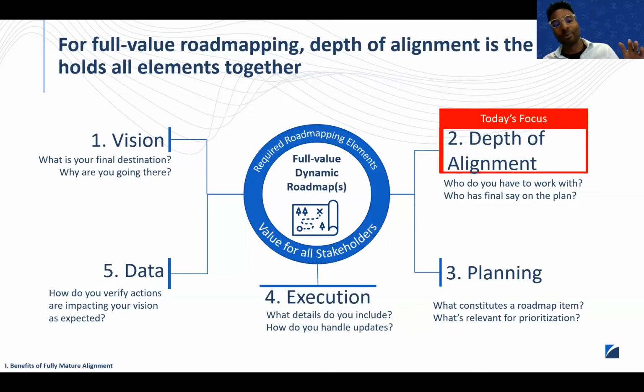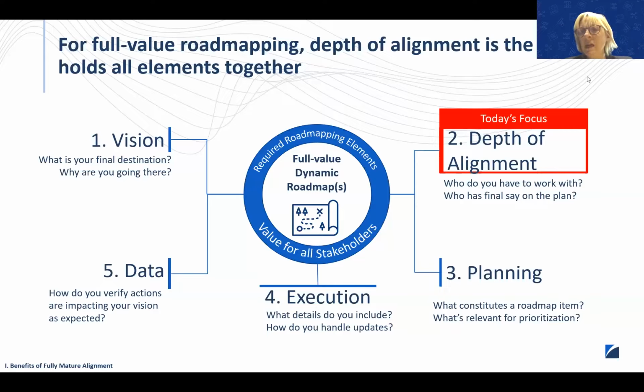And finally, we need to bring in data, right? To verify those actions are impacting our vision as expected. We're moving along the right path. And what we're going to focus on today, of course, is depth of alignment, because it holds all of these together so we can be sure that we bring value to all of our stakeholders that are going to be maybe using this roadmap as a compass. So this is a great reference, really. I suppose, yeah, you're right, a compass.